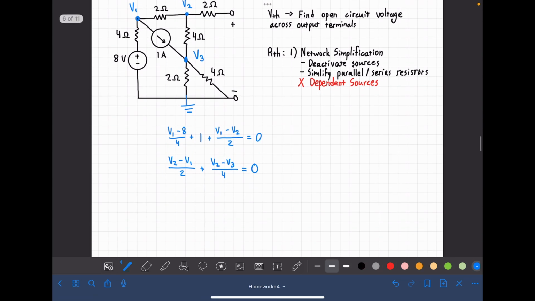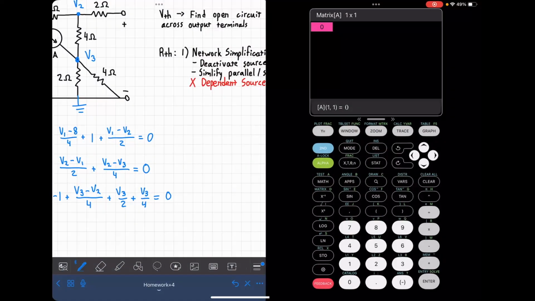And then finally for V3, we're going to start with this current source. Again, for node voltage, we do the current exiting, so that's in the opposite direction. So we put a -1. Then it'd be (V3 minus V2) over 4 plus V3 over 2 plus V3 over 4, because both these are going to ground. And all equals 0.